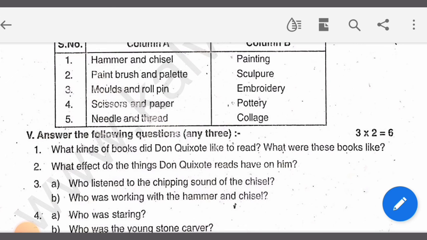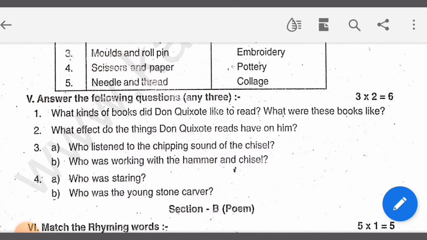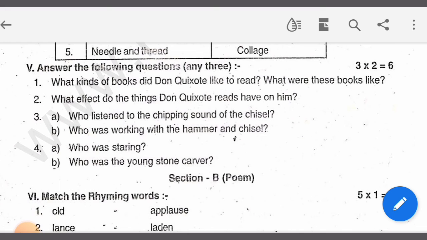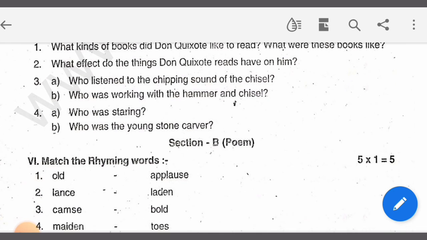What kinds of books did Don Quixote like to read? What were those books like? What effect did the things Don Quixote read have on him? Third, who listened to the chipping sound of the chisel, who was working with the hammer and the chisel? Fourth question, who was the young stone carver?